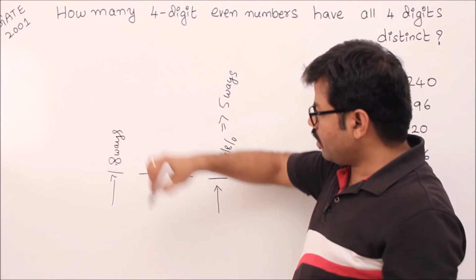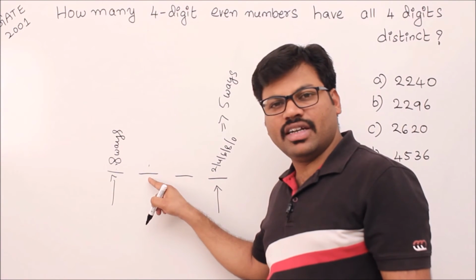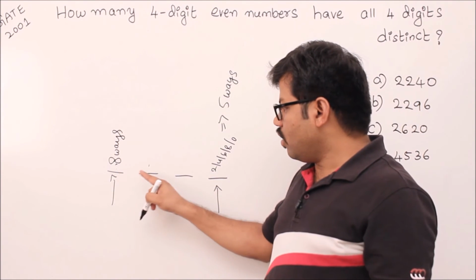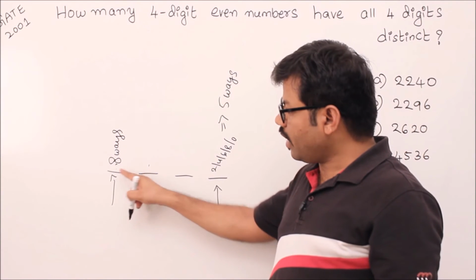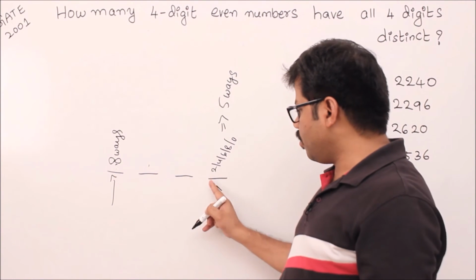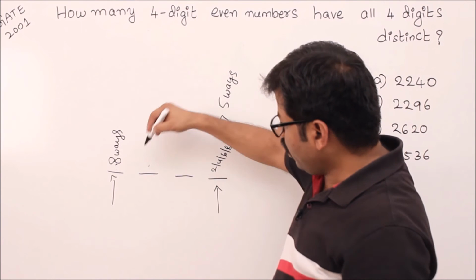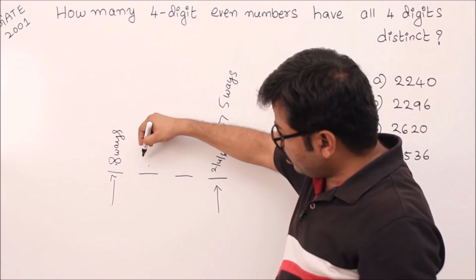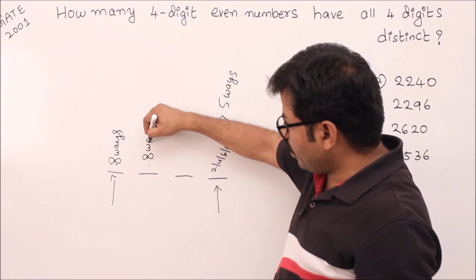Now come to this point. This position doesn't have any condition other than duplicates. That means you can take any number other than this number and this number. Since 2 positions are already filled, there are 8 other digits, anything you can take. So there are 8 ways.